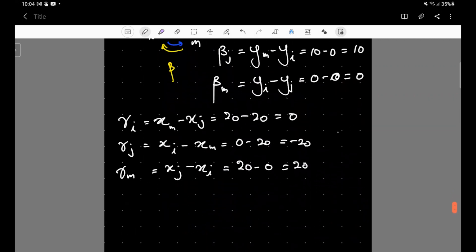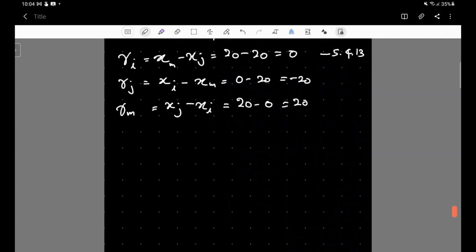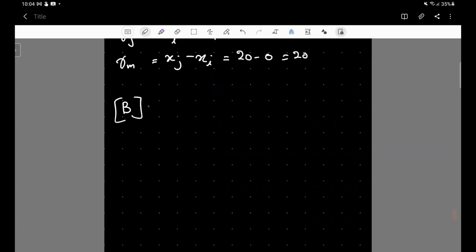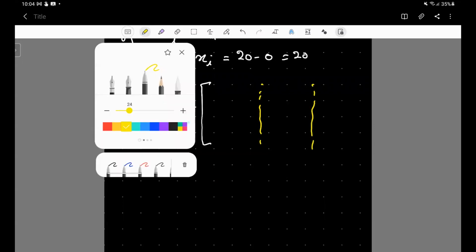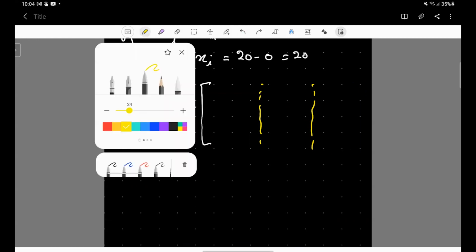So using these definitions, or let's say beta and gamma values, we can write down the B matrix for element number 2. 1 over 2a means again 200. That is the area. So we have three segments of the B matrix.